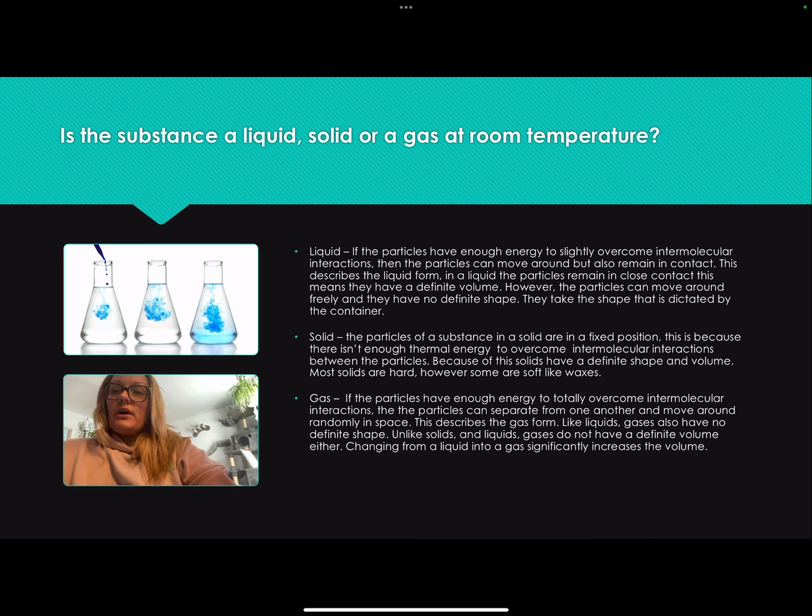Liquids. If the particles have enough energy to slightly overcome intermolecular interactions, then the particles can move around but also remain in contact. This describes the liquid form. In a liquid, the particles remain in close contact. This means they don't have a definite shape or volume. However, the particles can move around freely. They take the shape that is dictated by the container that they are in.